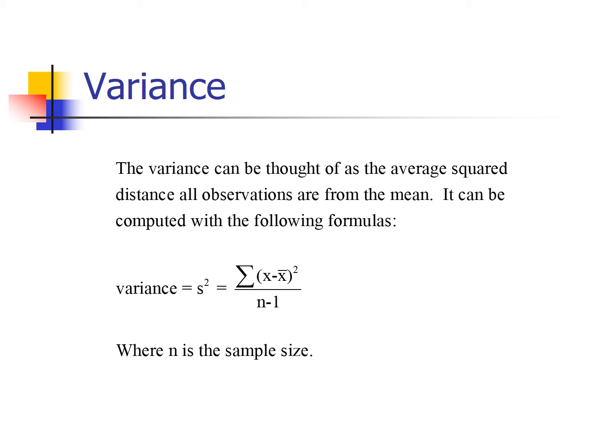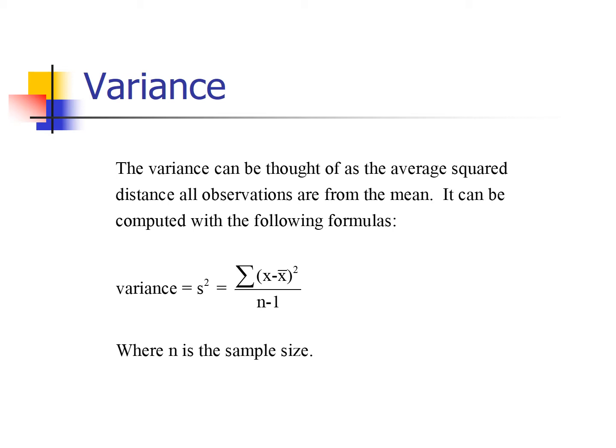Next up is the variance. The variance is considerably more complicated to calculate than the range. Conceptually, the variance can be thought of as the average squared distance all observations are from the mean. It can be computed with the following formula.